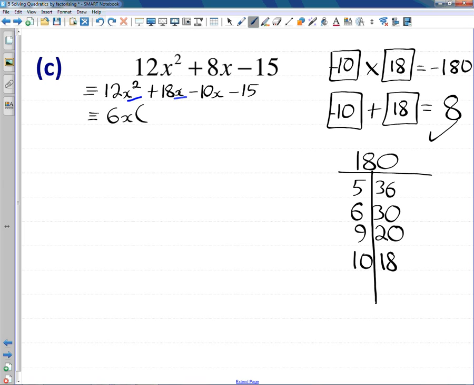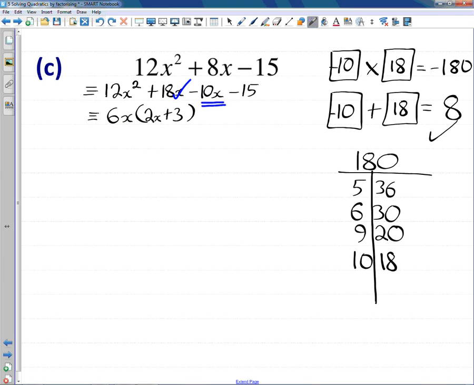Now I'm going to open up some brackets. If I've got 6x already, I need to times by a further 2 to give the 12 here, and I need to times by a further x in order to give the x squared there. So there is our 12x squared. And again, if I'm starting with 6x, I need to just times that by 3 in order to give the 18x.